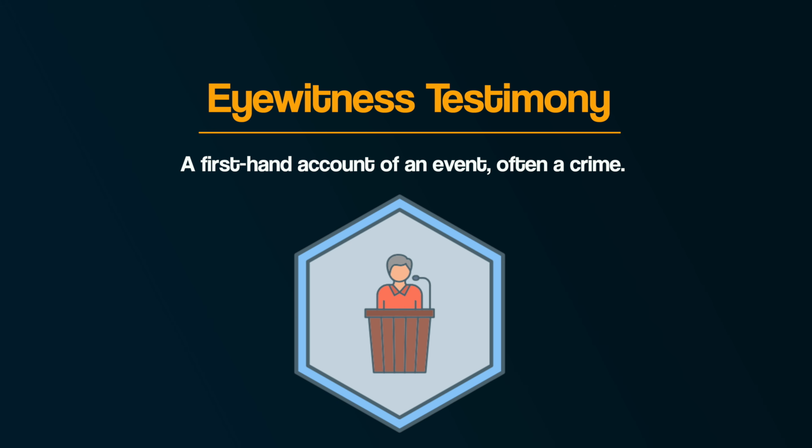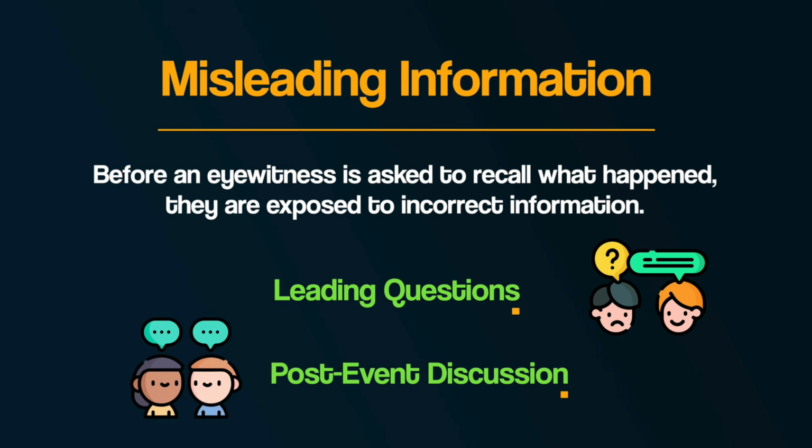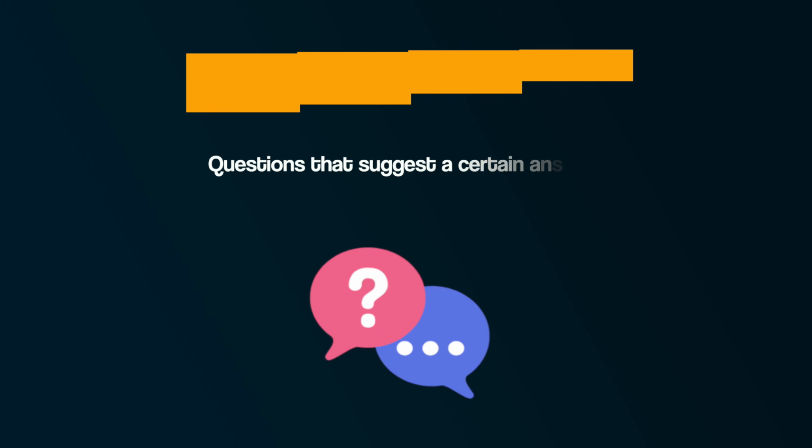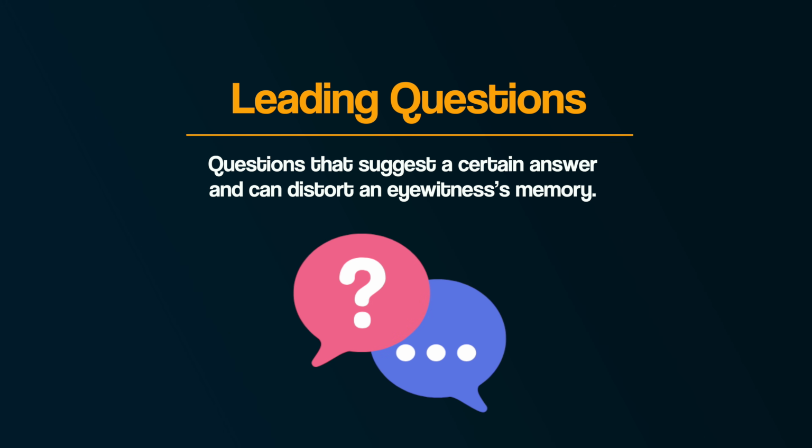Eyewitness testimony is a first-hand account of an event, often a crime, but its accuracy can be affected by misleading information. This includes two key factors: leading questions and post-event discussion, both of which can distort the original memory before recall. Leading questions are those that suggest a certain answer, often used by police or lawyers, and can distort an eyewitness's memory.